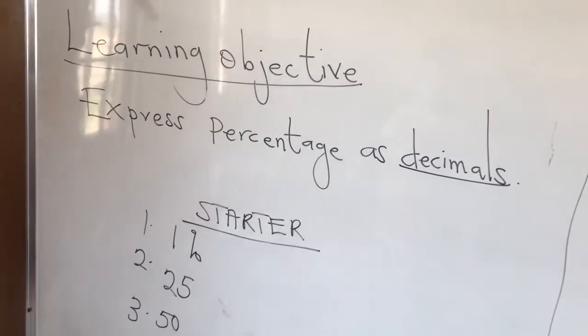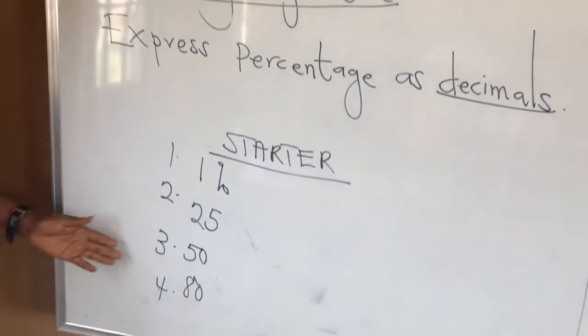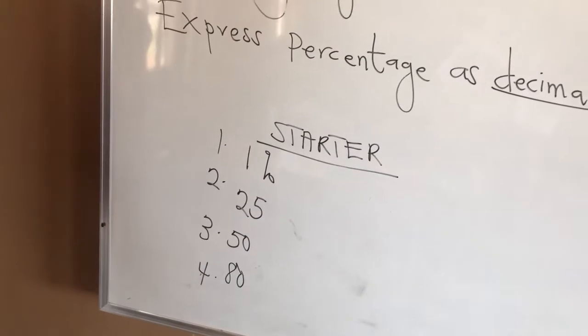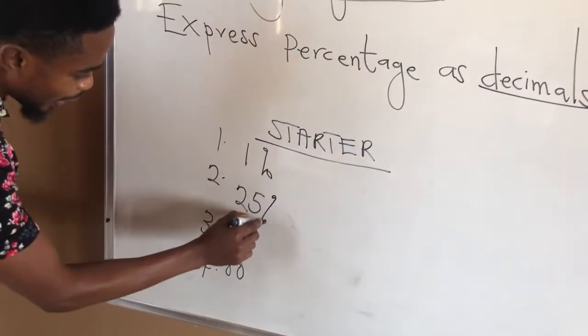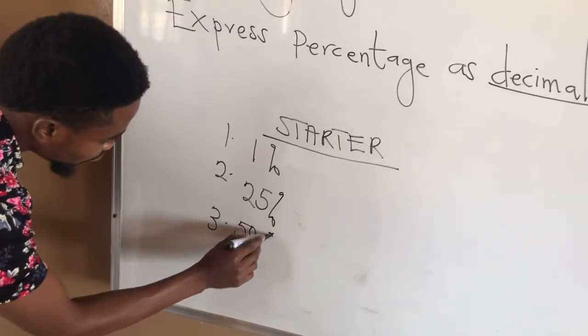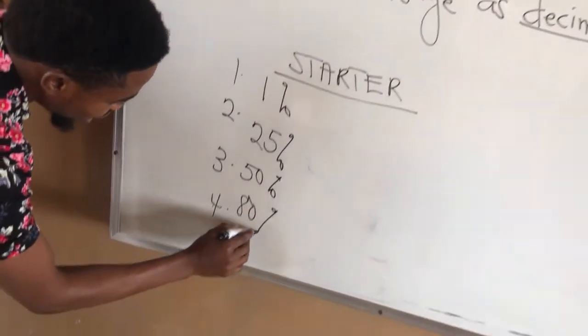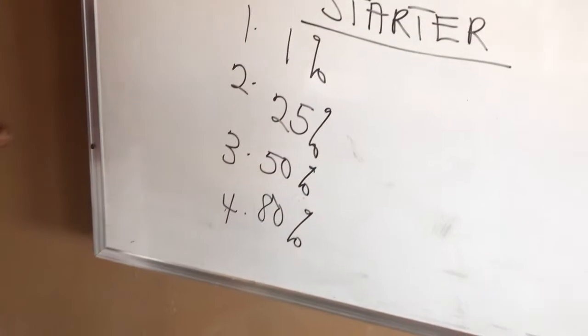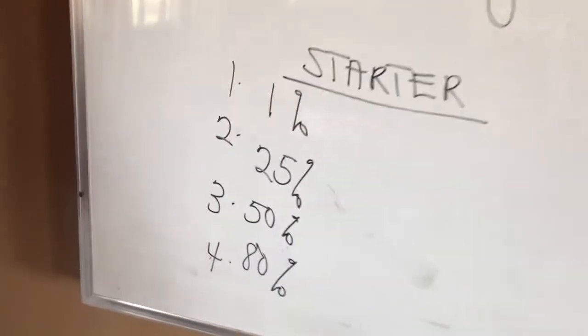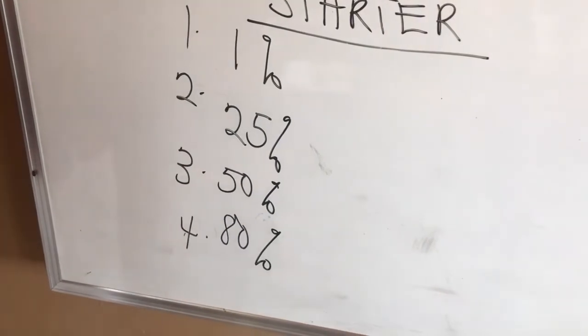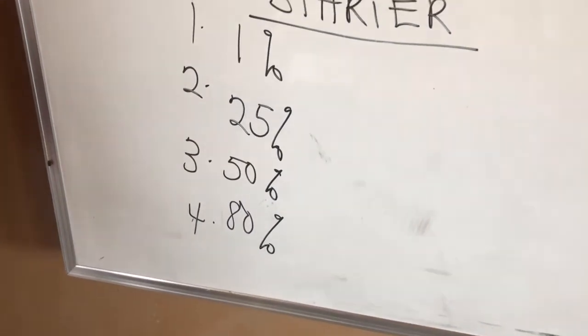Now we have a few starters here. Let us look at the starter for the day. We have 1%, 25%, 50%, and 80%. 1%, 25%, 50%, and 80%.